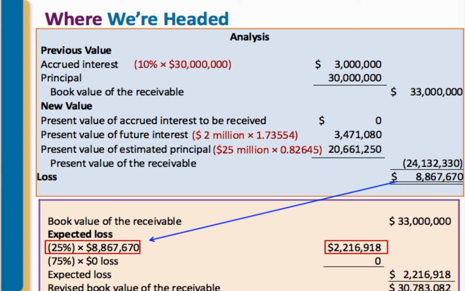First Prudent would account for the expected loss as bad debts expense, adjusting upward or downward its allowance for bad debts with respect to the Briard loan as necessary to state the net receivable at $30,783,082.